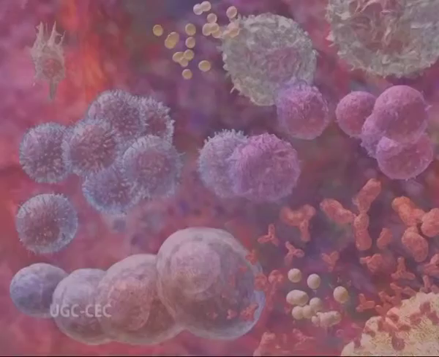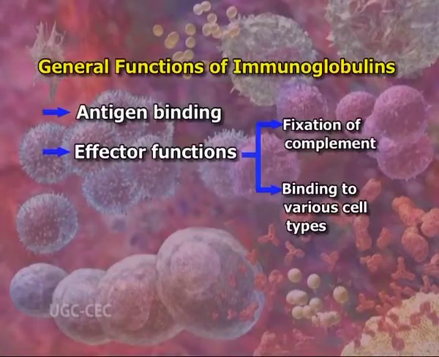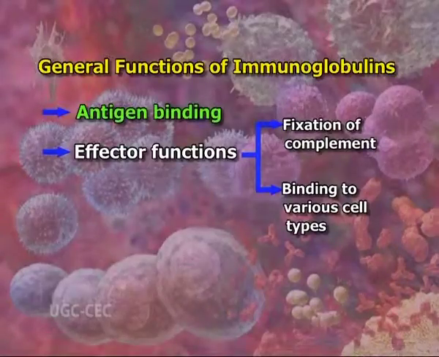Rather, it is folded into globular regions, each of which contains an intra-chain disulfide bond. The general functions of immunoglobulins include antigen binding. Immunoglobulins bind specifically to one or a few closely related antigens. Each immunoglobulin actually binds to a specific antigenic determinant and can result in protection of the host.